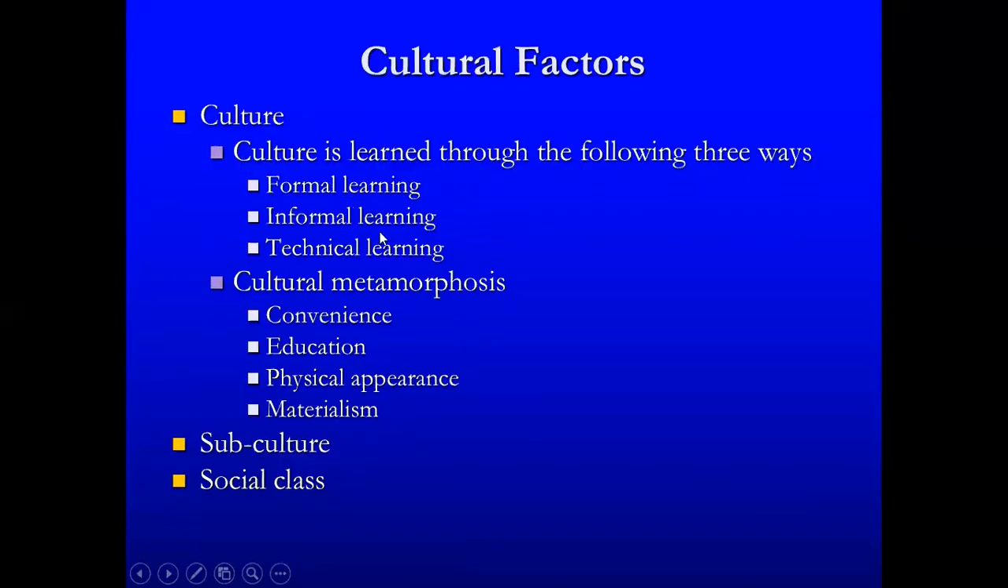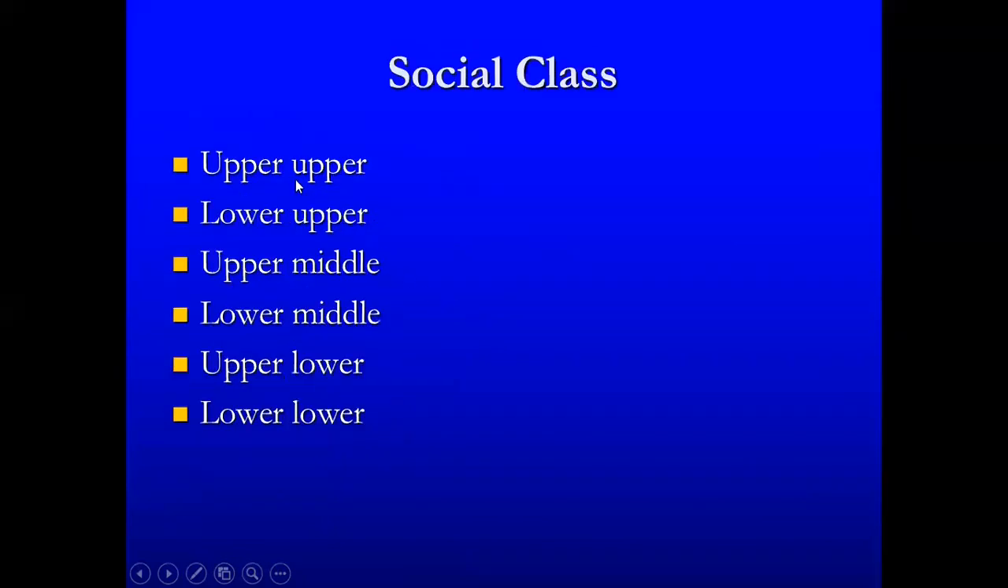Then cultural factors. Culture is learned through the following three ways: formal learning, informal learning, and technical learning. Cultural metamorphosis include convenience, education, physical appearance, materialism, then subculture and social class. Let us see about social class. Social class is usually divided into upper, lower, then middle, upper middle, lower middle, then lower, upper, lower.